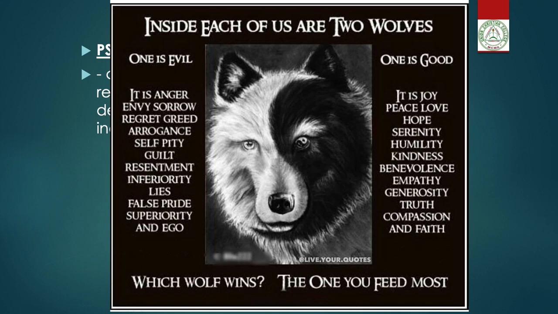Now, every waking moment of your life, these two wolves fight each other. And then, when one wins, that will become your behavior. So, which do you think will win? Which among the two wolves will win? Well, the answer is the one you feed most. Kung sino yung mas pinapakain mo, yun yung wolf naman.